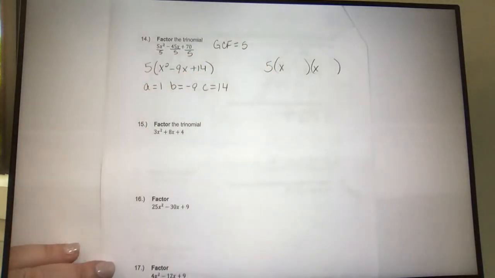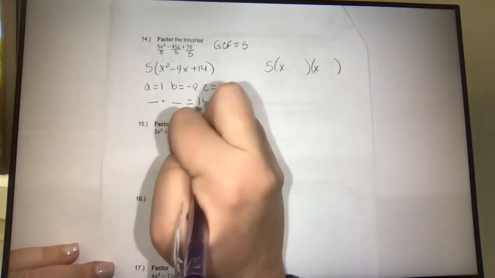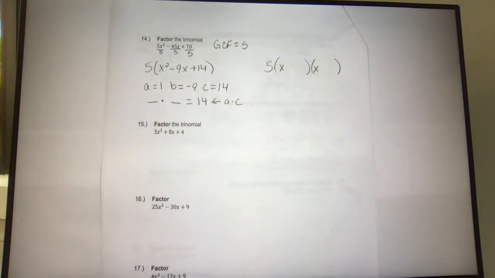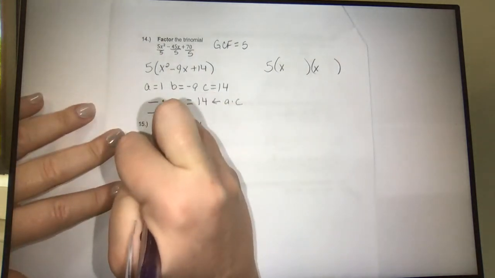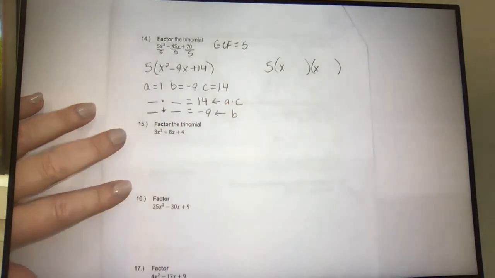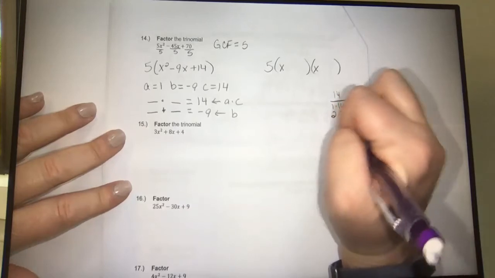I need 2 numbers that multiply to give me 14, because that's A times C. So I'm thinking 1 and 14, or 2 and 7. I almost said 2 and 9, I had some kind of brain issue. They have to add together to give me a negative 9, which is B. So there's only 2 choices.